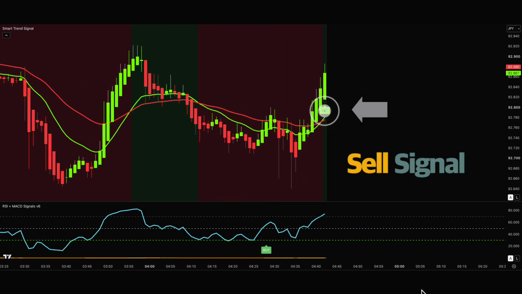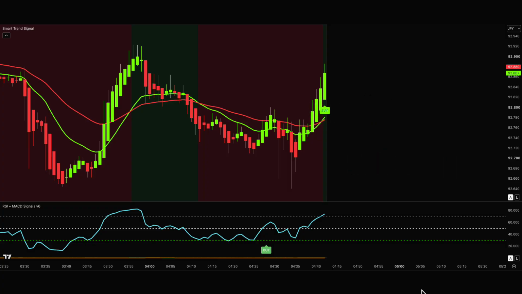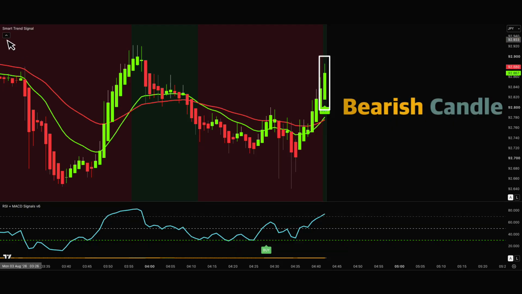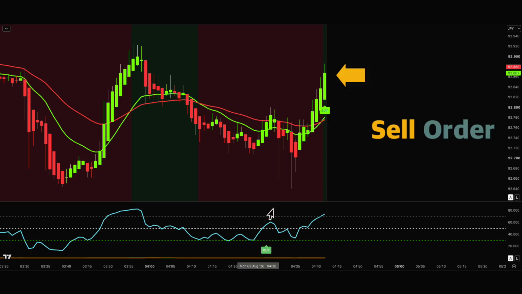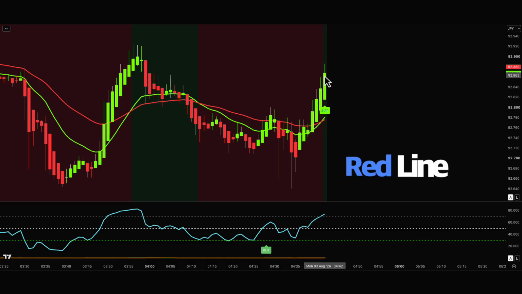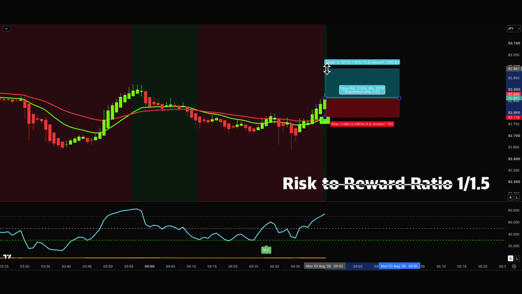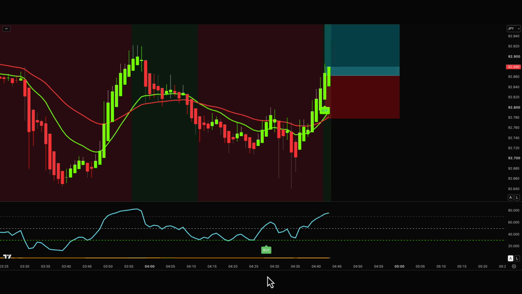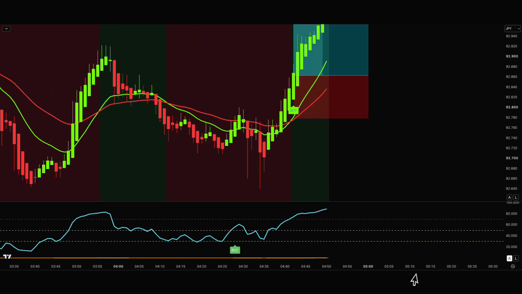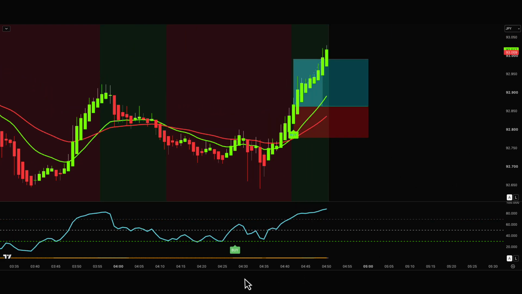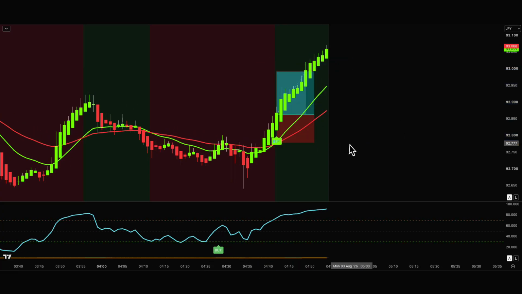Here, the smart trend signal label down of this is a sell signal. Here, the maroon line of RSI plus MACD signals is below the green line. Here, the market has made a bearish candle to give confirmation. So all our conditions are being fulfilled, so we are placing an order to sell. Our stop loss is to be placed at the red line, and the risk-to-reward ratio will be 1:1.5. Let's see what happens to our trade. Our trade is running in profit. We have won the trade. Let's find the next trade.